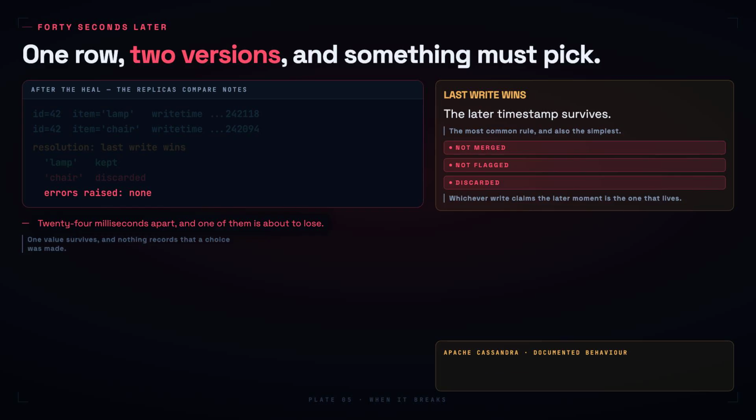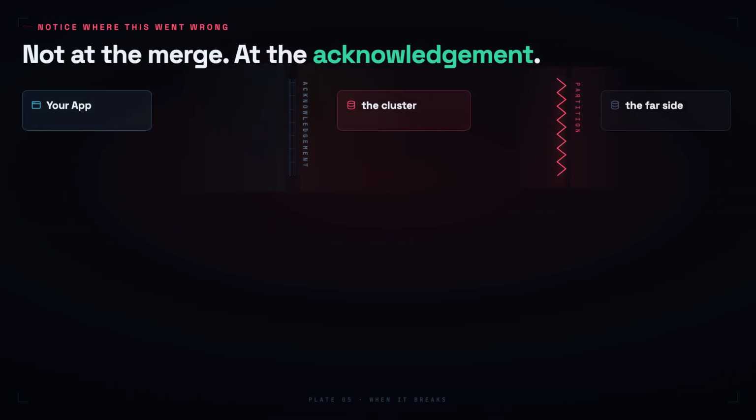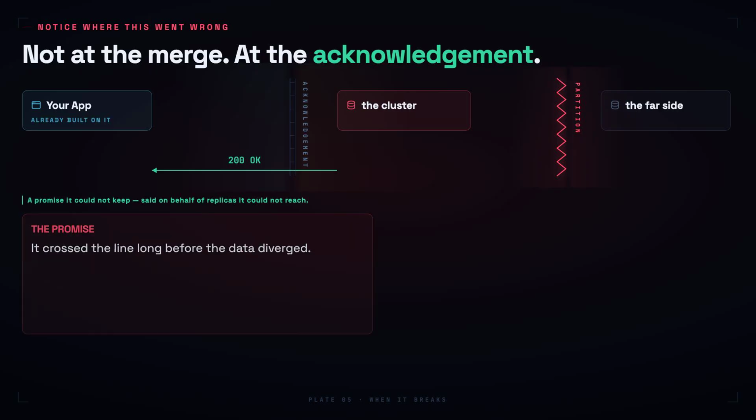Cassandra documents this, including what clock skew does to it. If 2 nodes disagree about the time, the wrong write can win. That is the failure. Now notice where it actually happened. It happened at the acknowledgement, long before the data diverged. The cluster promised something it could not prove, and you built on it.